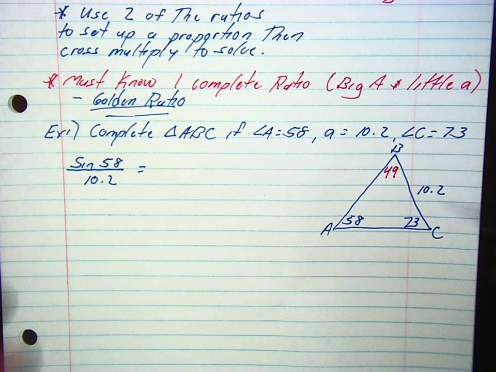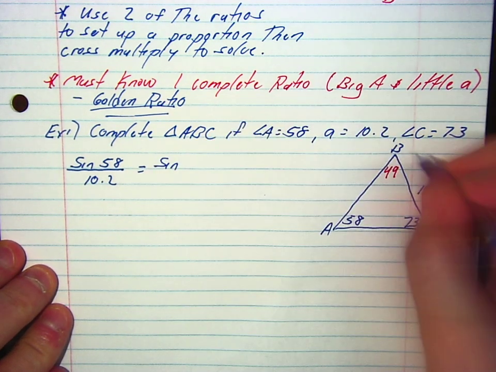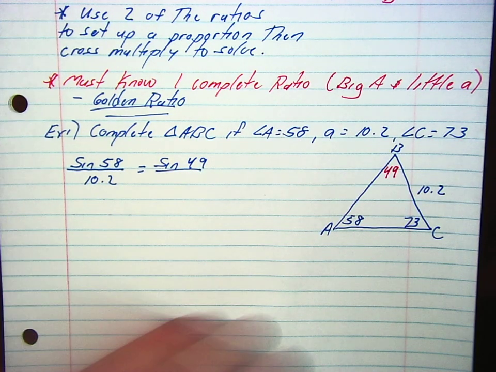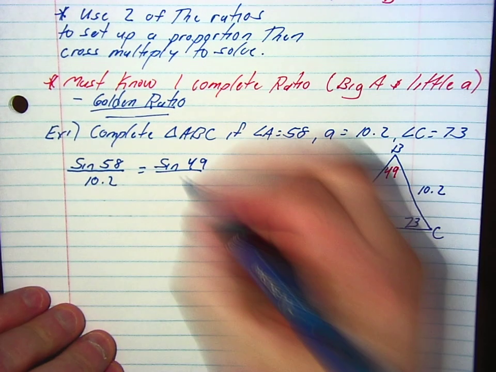So I'm going to stay with B, and I'm going to say the sine of angle B, which is 49, over little b, which I don't know. So I'm going to put a little b here, and that's what I'm going to find. So I'm just going to call that little b.